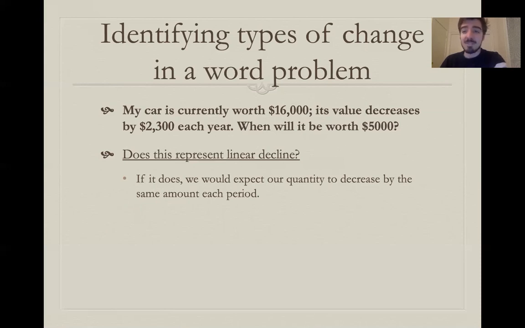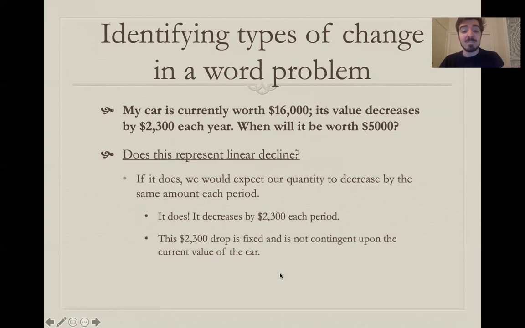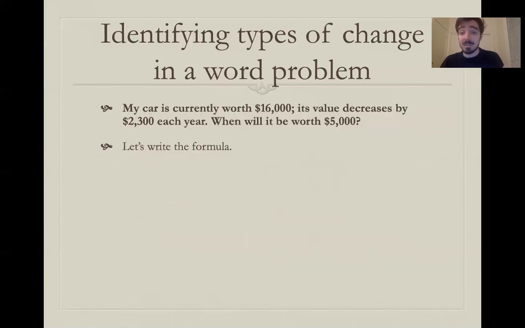To identify this as linear change, you just have to basically read the problem. Its value decreases by 2,300 each year. This 2,300 amount drop is fixed. It's not contingent upon the current value of the car. In order to figure out what the price decrease is, I don't need to know that it's time period 3 or 4 or what my current price of the car is. If it was exponential decay, I would need to know that. But here, I know that the change is always going to be 2,300, so this is going to be linear decline. Let's write the formula.